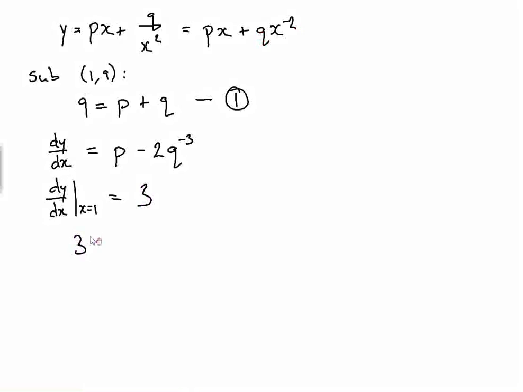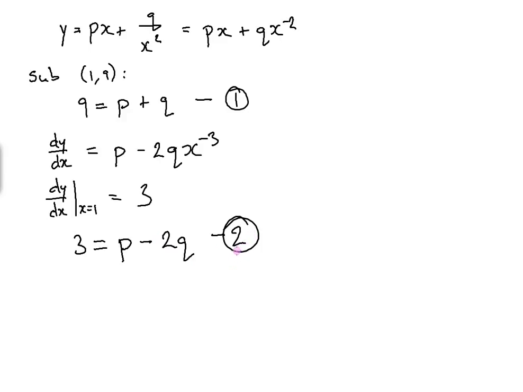So we can say 3 is equal to, and we just substitute, sorry, I made a mistake up here. This shouldn't be q to the negative 3. This should be qx to the negative 3. So we just substitute 1 into this expression and we get p minus 2q. And this will form our second equation.